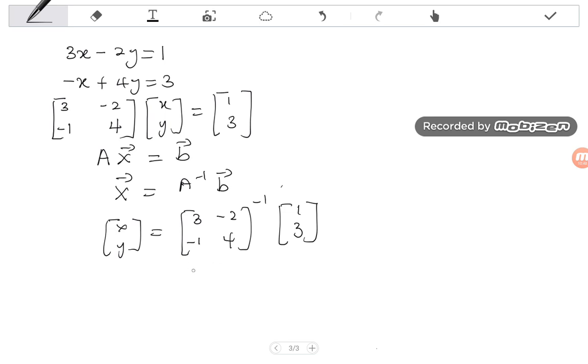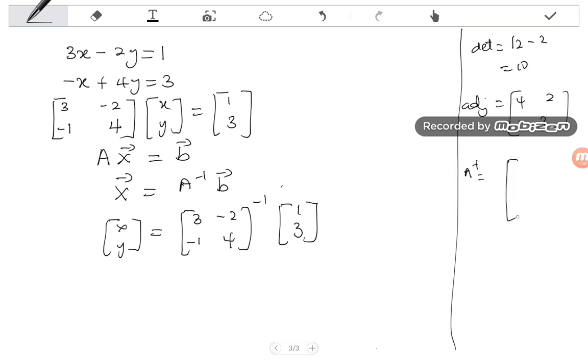Okay, so we find the inverse of that square matrix. We can do an aside work here. To find the inverse, we find the determinant, which is 12 minus 2. This is equal to 10. All right, the adjoint is equal to [4, -2; -1, 3]. Therefore, A inverse is equal to 4 over 10, 2 over 10, 1 over 10, and 3 over 10.